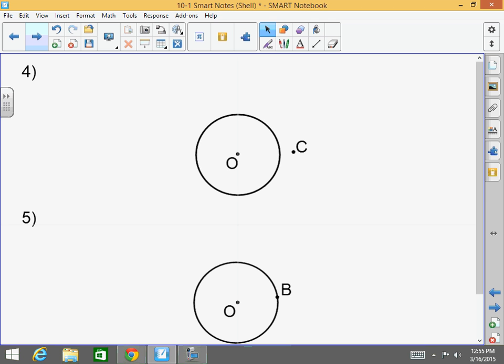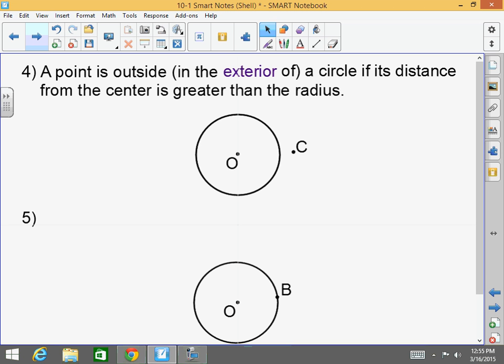Number 4. This is an exterior point. An exterior point is a point that is outside, in the exterior, of a circle. It's an exterior point if its distance from the center is greater than the radius. It makes sense. The radius goes from here to the circle's circumference, and then point C goes beyond the circle's circumference, is outside of the circle, so therefore it is an exterior point. And the distance from the center to an exterior point is greater than the radius.